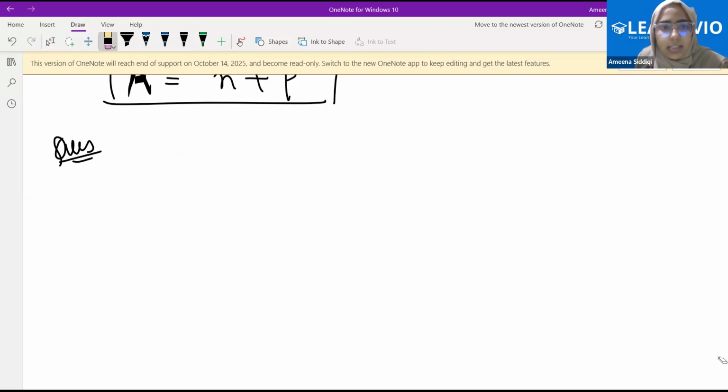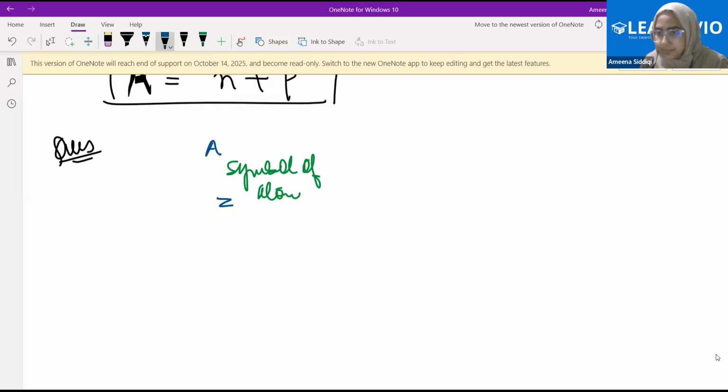Achha, we always write it like this. See, let's suppose I'm taking any atom, with the symbol of the atom. I'll just write the symbol of the atom here. So I'll be writing A here and I'll be writing Z here. Okay, for example, I take oxygen.